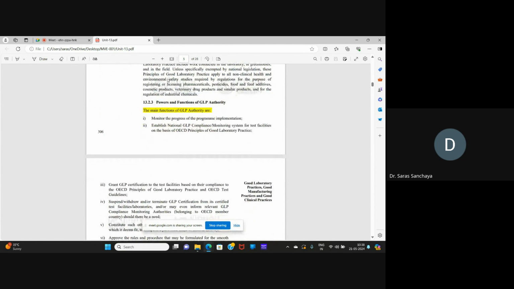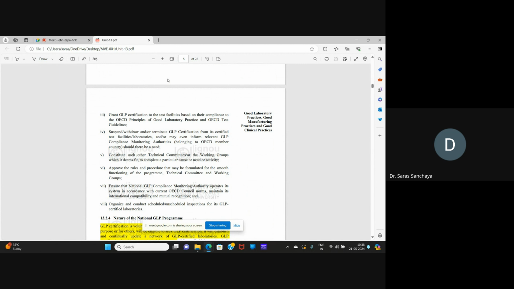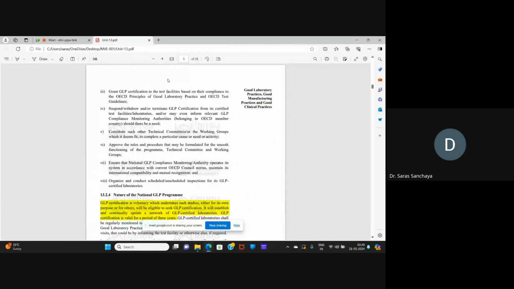The main functions of GLP authorities are to monitor the progress of program implementation, establish a national GLP compliance monitoring system, grant GLP certification to the test facilities based on their compliance to OECD principles, suspend, withdraw, or terminate GLP certification from its certified test facilities, and may even inform relevant GLP compliance monitoring authorities should there be any need. Constitute such other technical committees or working groups which it deems fit to complete a particular cause or need or activity.